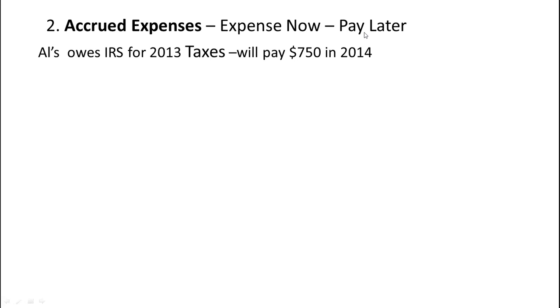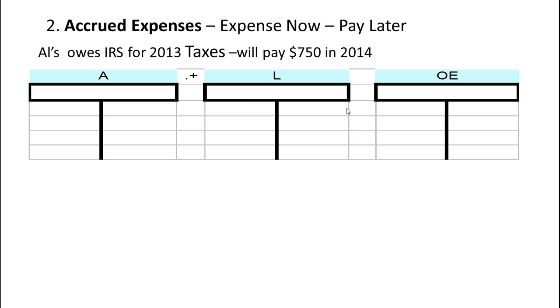Next, accrued expenses. The expenses are recognized now but paid later. So Al's Catering Company, or Al's Restaurant, owes the IRS for 2013 taxes, and we're going to pay these taxes of $750 sometime in 2014. So at the end of 2013, we're going to make the following adjusting entry.